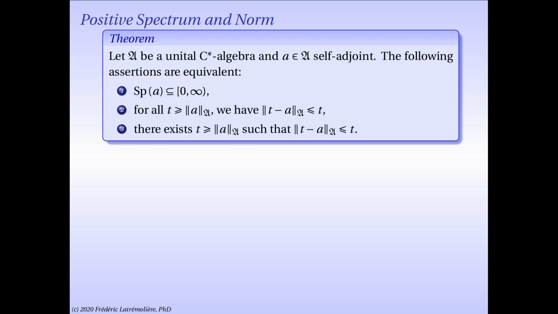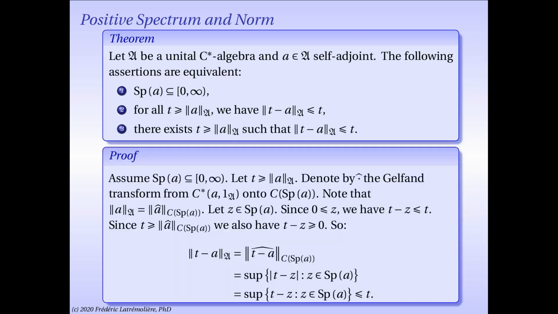First, the spectrum of A is a subset of the positive half-line. Second, for all t greater or equal than the norm of A, we have that the norm of t minus A is less or equal than t. And third, there exists a t greater or equal than the norm of A, such that the norm of t minus A is less or equal than t. Let's prove our theorem. Let's start with assumption 1.